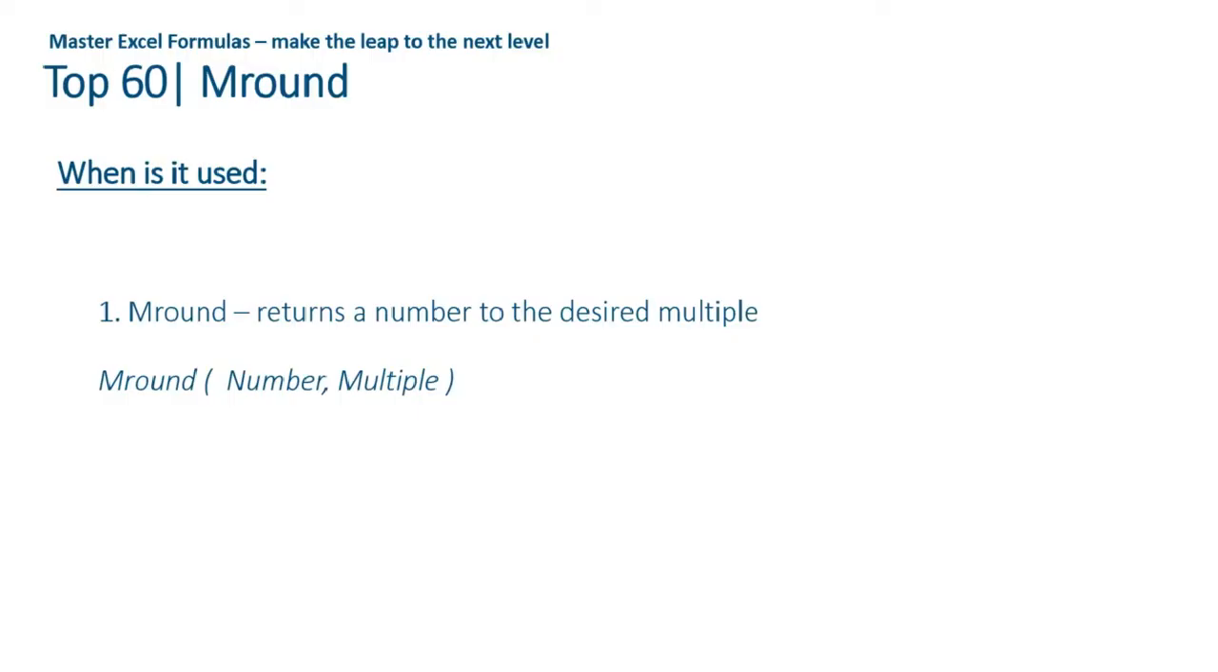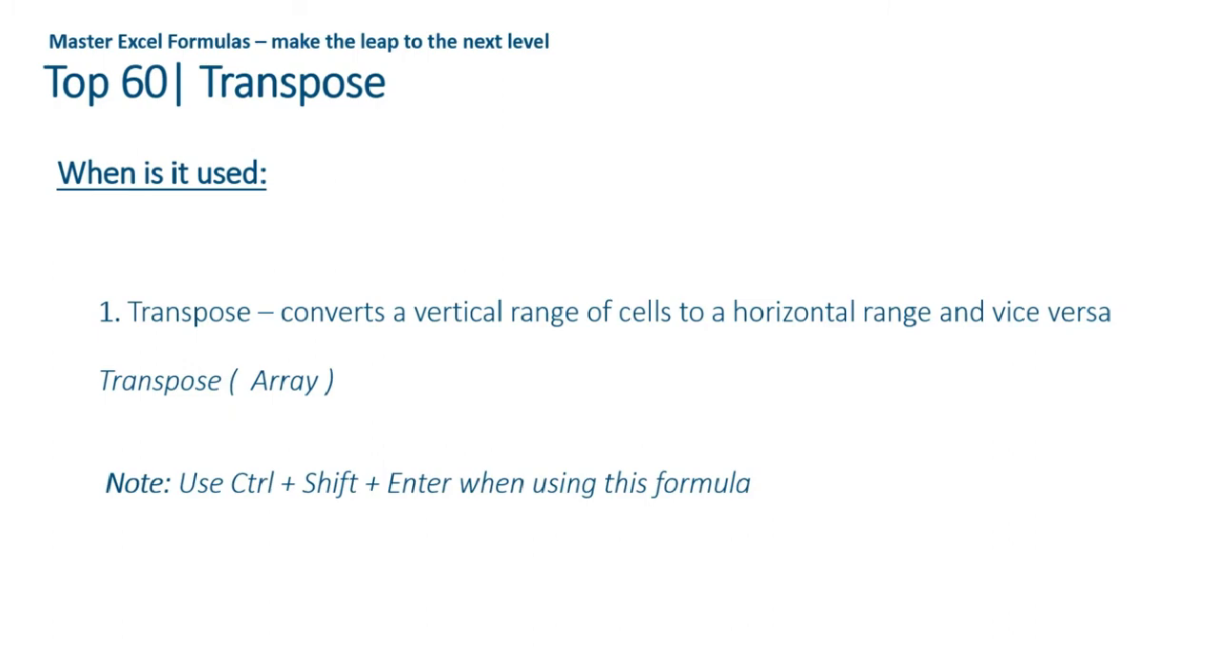Back to the presentation, we have another interesting formula here, which you might have heard of as a way to take specific data that you have copied, and then you go and transpose it somewhere else. But this is actually a function that does the same thing. It converts a vertical range of cells to a horizontal range and vice versa. And the structure of the formula is that all we need to do is input the array within the brackets of the TRANSPOSE function.